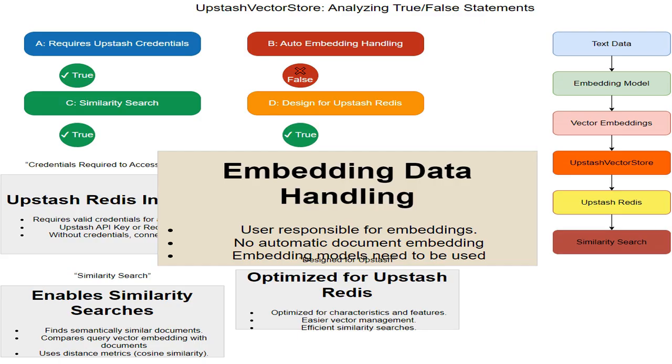Similarity search, also known as nearest neighbor search, is the process of finding data points that are most similar to a given query point. In the context of vector embeddings, this involves comparing the vector embedding of the query with the embeddings of the data points stored in a vector database like Upstash Redis.